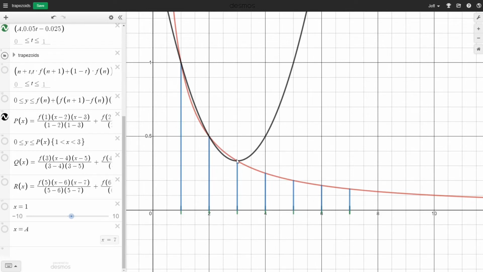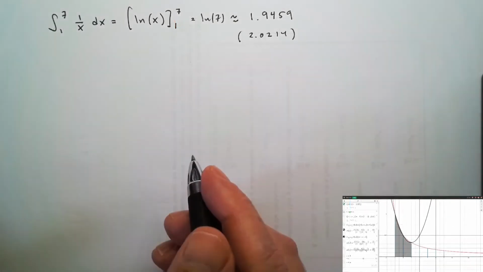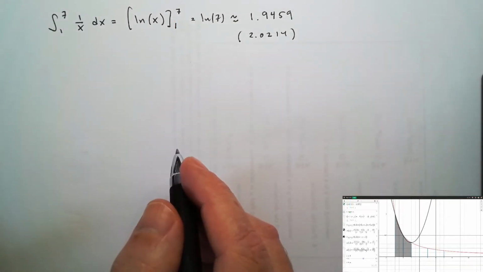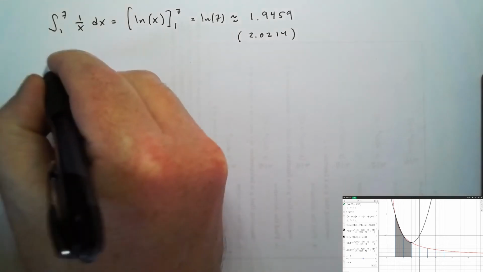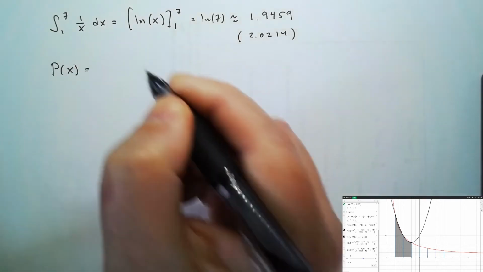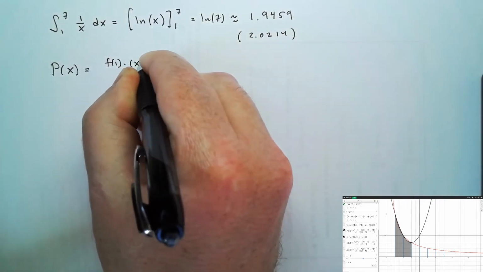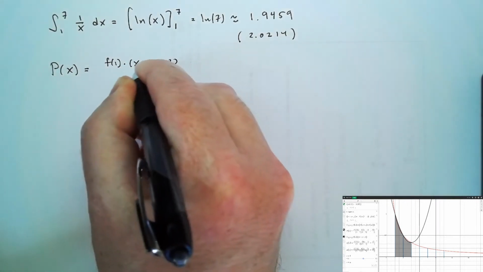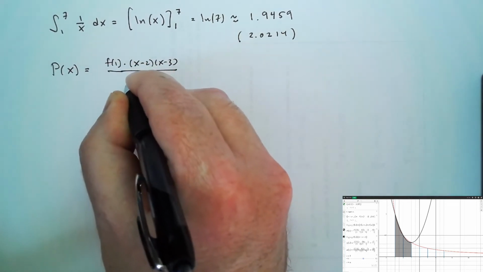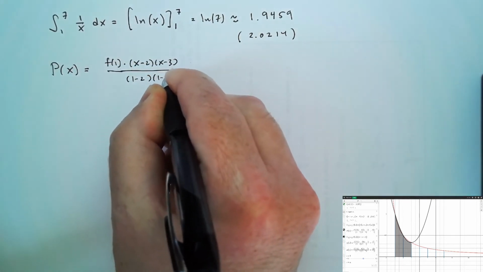We need 2 points for a line, 3 points for a parabola. And then we found the area underneath this piece of the parabola from 1 to 3, which we can do because we know an antiderivative for any quadratic polynomial. It's not difficult to find that parabola that passes through the 3 points we want. We can write our parabolic function p of x as f of 1 times x minus 2 times x minus 3 divided by 1 minus 2 times 1 minus 3.